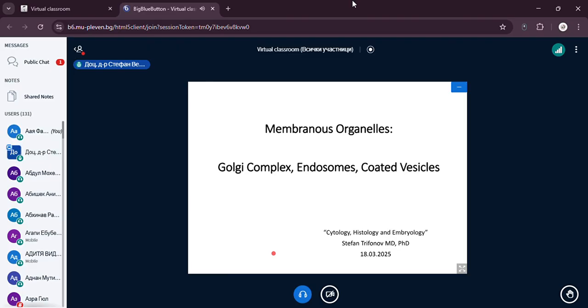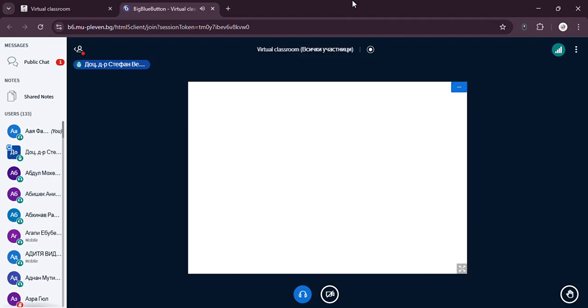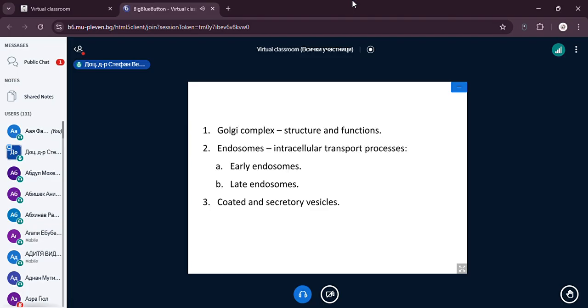And these are the Golgi apparatus or Golgi complex or Golgi network. These are different names for the same structure in the cell. The so-called endosomes, which are closely related to the function and structure of the Golgi apparatus, and coated vesicles, which are also intimately related to this organelle, but not only. So these are the topics for our first class, and this is the brief schedule for the class today.